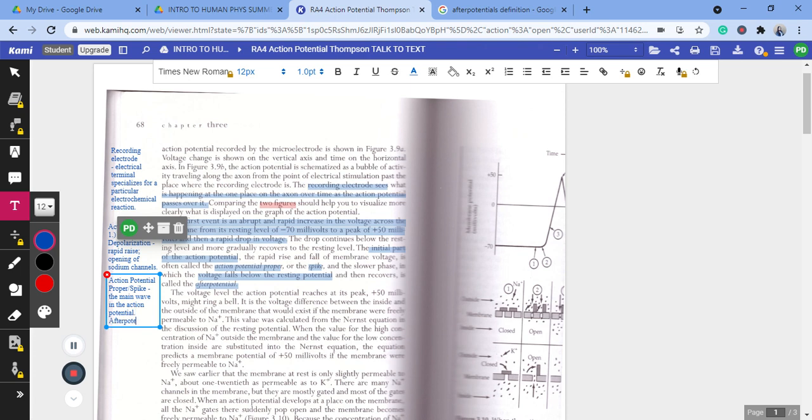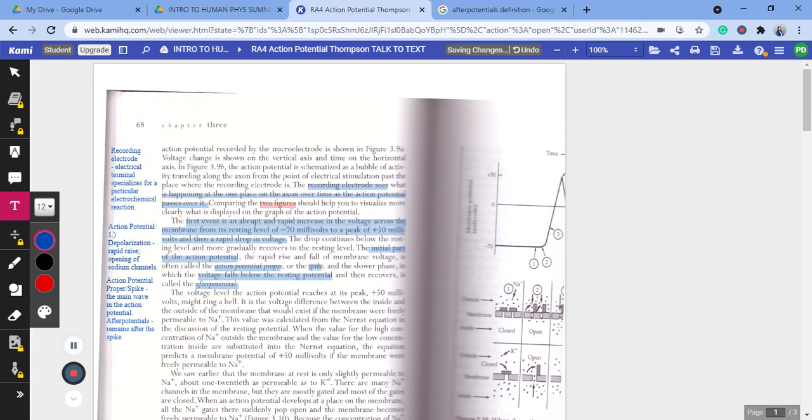Meanwhile, after potentials are basically the part of an action potential that remains after the electrical potential has reached its peak or spike. It is the part of the action potential that remains after the peak, or after the spike.